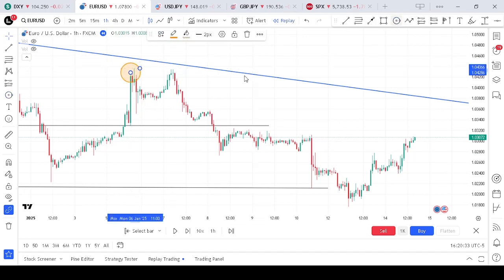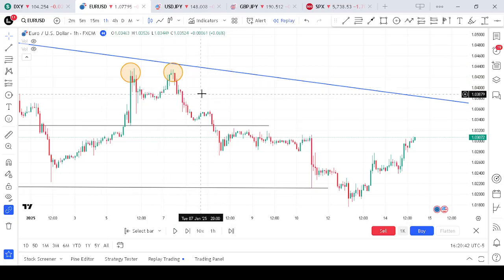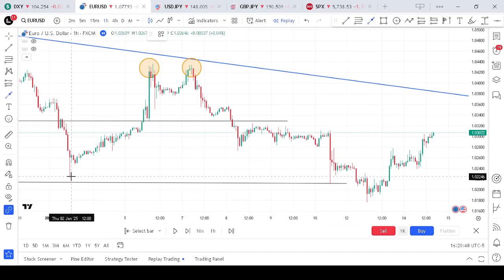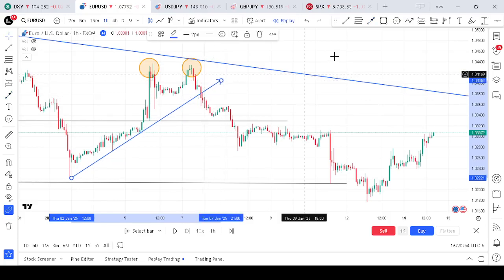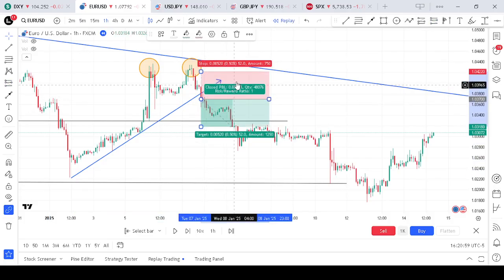If you do not know how to use the double top, you can watch our double top and double bottom video on our channel. You can use your double top or double bottom. In case you do not want to use the double top or double bottom, you can use your trend line break. You draw your trend line where price was respecting the trend while it was going up, and once price breaks the trend line, you can decide to enter your trade.